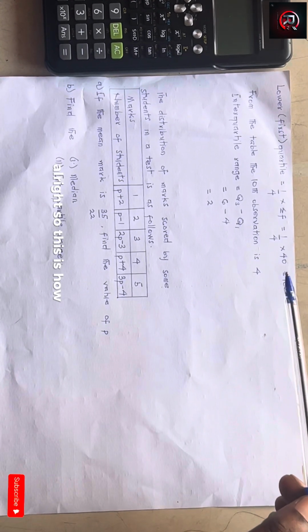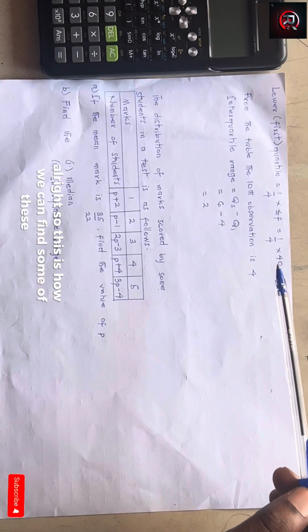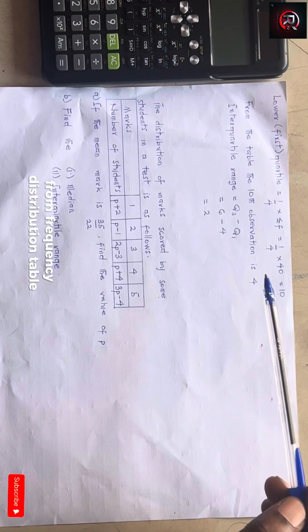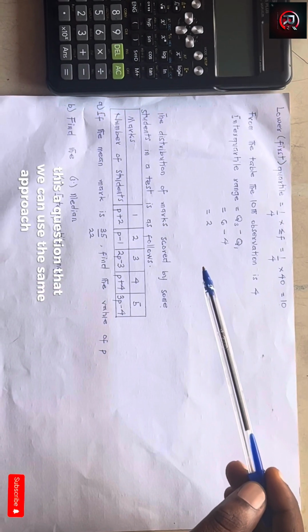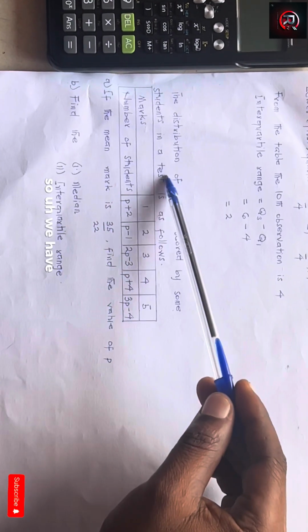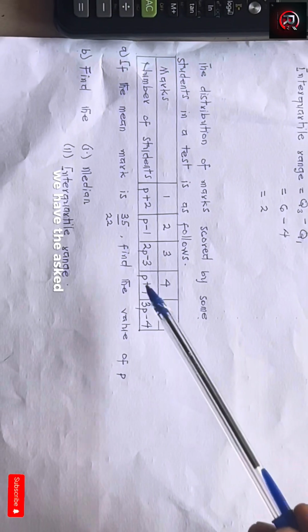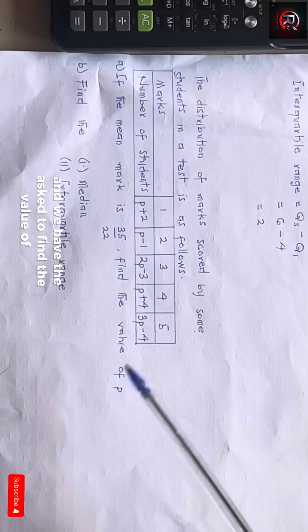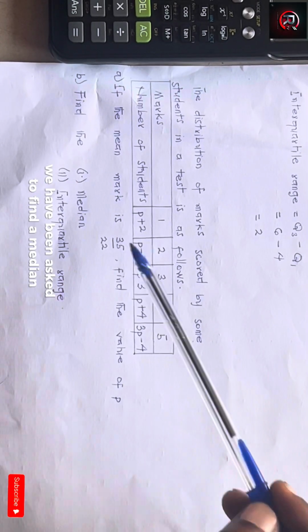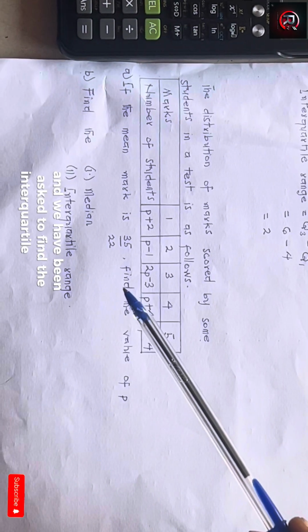All right, so this is how we can find some of these things from a frequency distribution table. This is a question that we can use the same approach to solve. We have a question here. The mean is given, and we have been asked to find the value of p. We have been asked to find the median, and we have been asked to find the interquartile range.